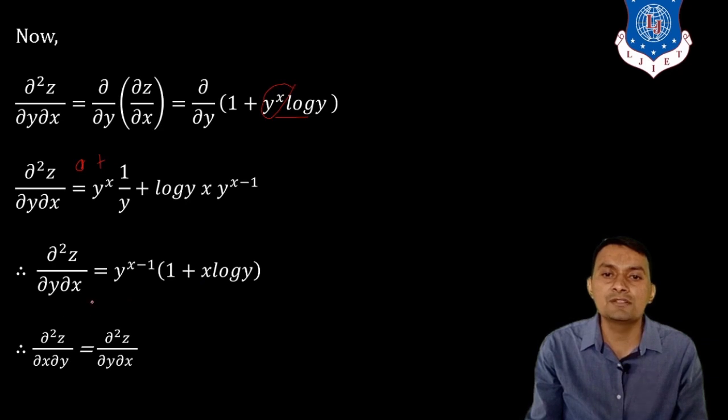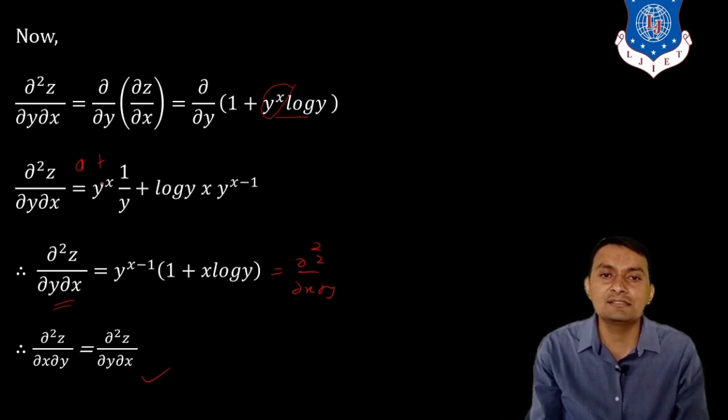What we can observe is that this is the same as del square z divided by del x del y. Both are the same. That means the second order partial derivatives are continuous, and the answers should be equal, and that is exactly what we have.